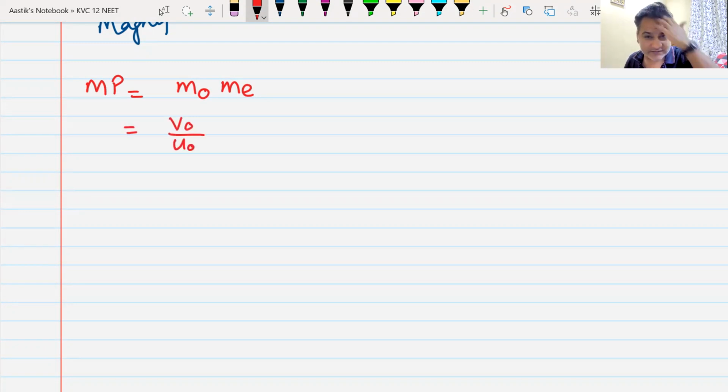I can write this as V naught by U naught. Magnifying power of a simple lens is V naught by U naught. And magnifying power of the eyepiece, we have already seen in a simple microscope, it is D by U. I'm writing it as D by UE. This is the formula that you have to remember.